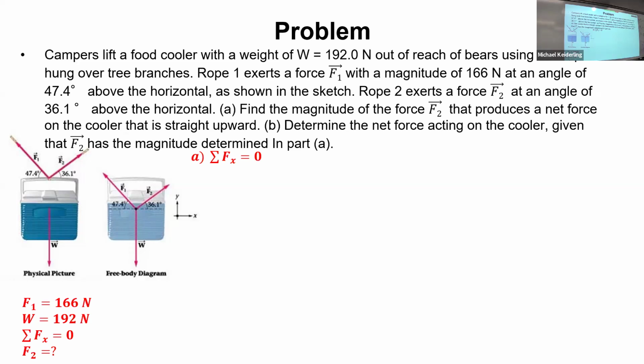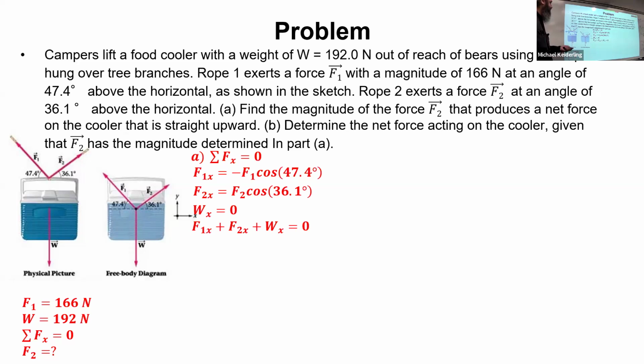So we start with the idea that the net force in the x direction is 0. Force 1 in the x direction is force 1 times the cosine of 47.4 degrees, and it's in the negative x direction. So force 1x is negative force 1 cosine 47.4 degrees. That's just trigonometry. And this is force 2x. Force 2x is force 2 times the cosine of 36.1 degrees. The x component of the weight is 0.